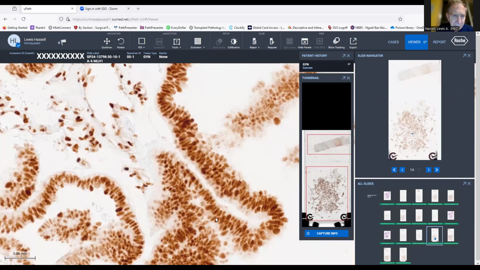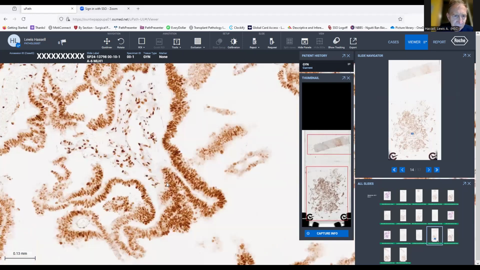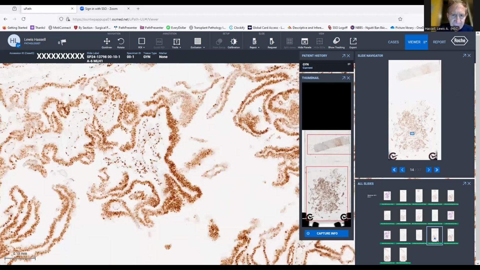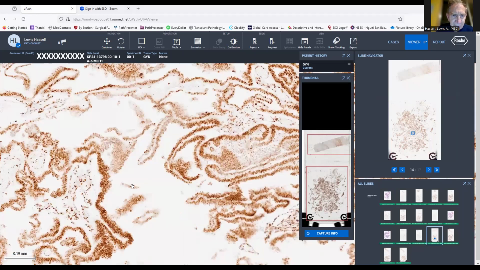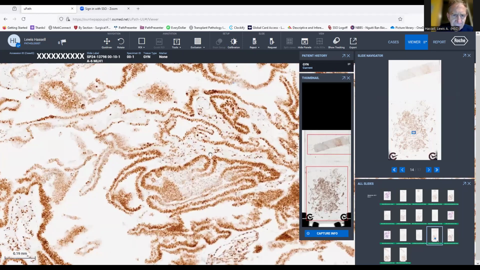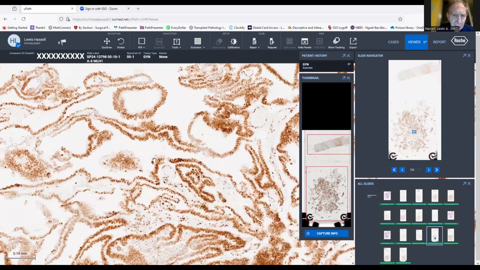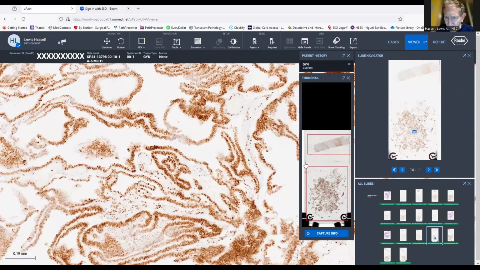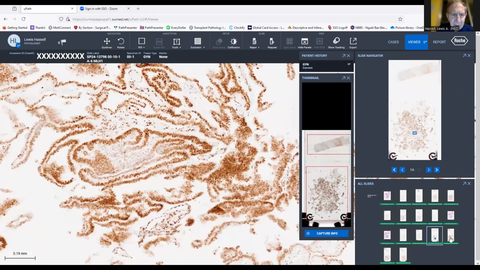So here is the PAX8 stain. As you can see, it's diffuse and strongly positive. And while there are some endocervical carcinomas that can be PAX8 positive, it's by far more frequently encountered in endometrial type tumors.